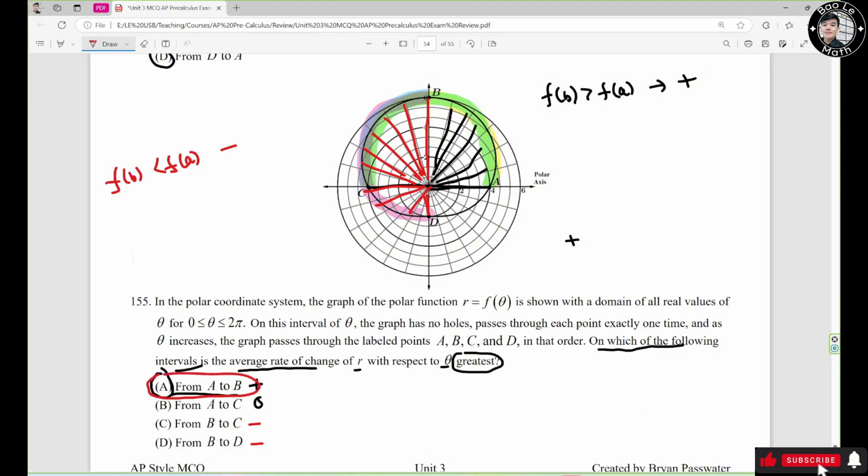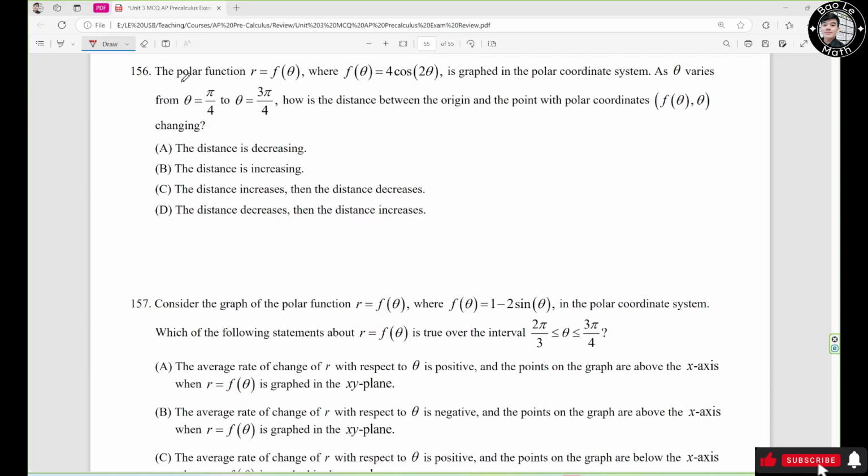Now question 156. The polar function r equals f of theta, where f of theta equals 4 cosine 2 theta, is graphed in the polar coordinate system. As theta varies from theta equals pi over 4 to theta equals 3 pi over 4, how is the distance between the origin and the point with polar coordinates f of theta changing? Right? So in order to do this one, we need to sketch this one in the rectangular system.